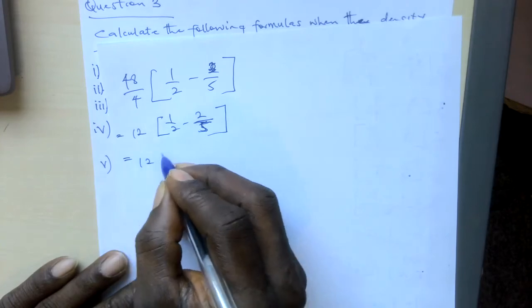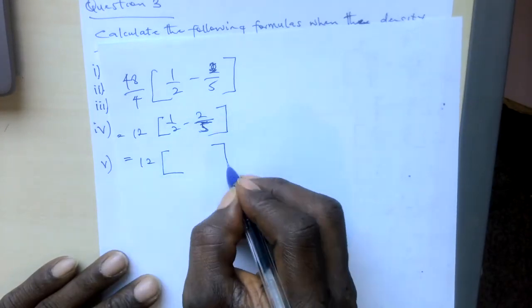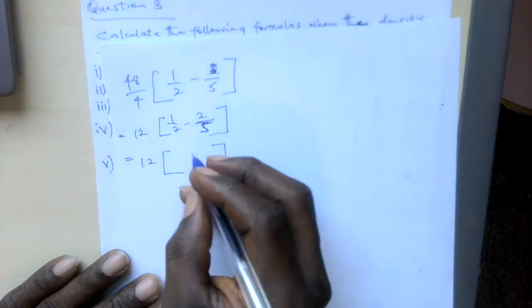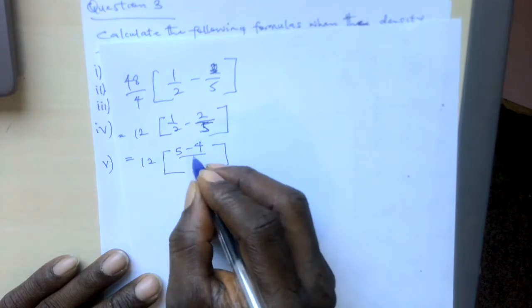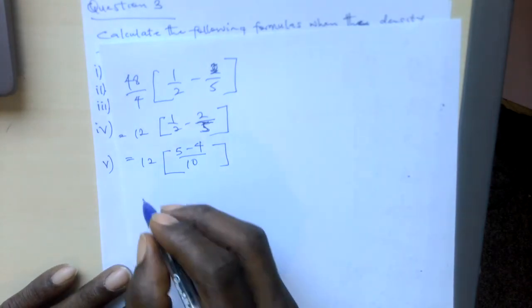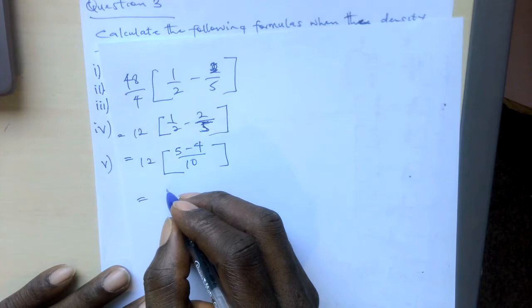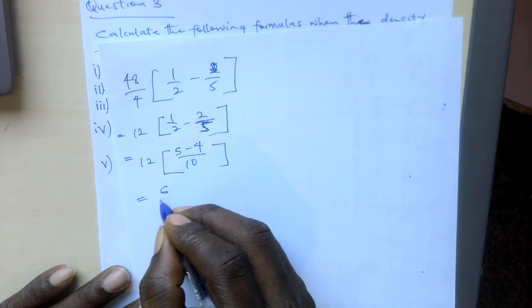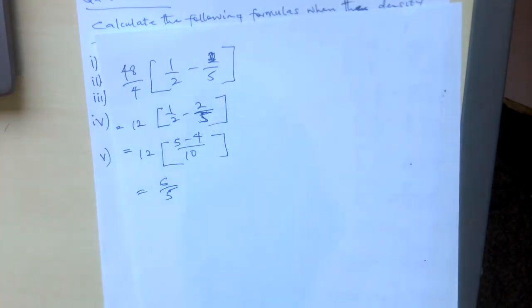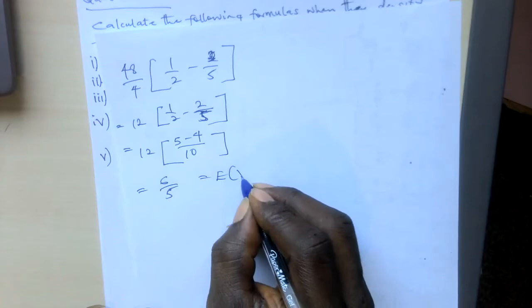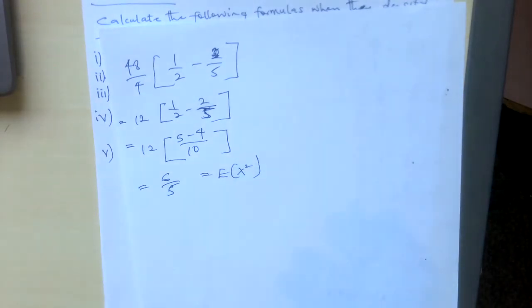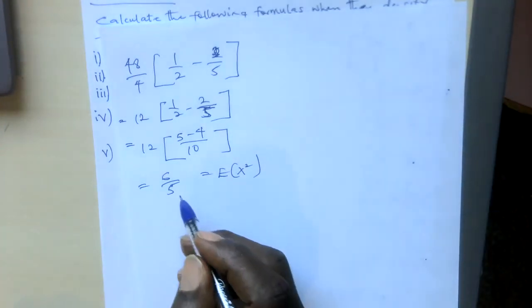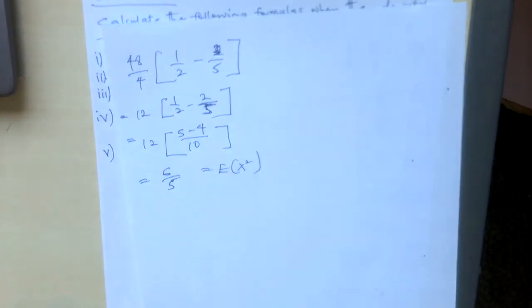So we have 12, take the LCM of these, subtract, that's 10, that's 5 minus 4 over 10, right? So here we have 6 over 5. So our expected value of S squared there is 6 over 5. So now to get the variance, we subtract the square of the expected value of X from this. So that's what I showed you before.